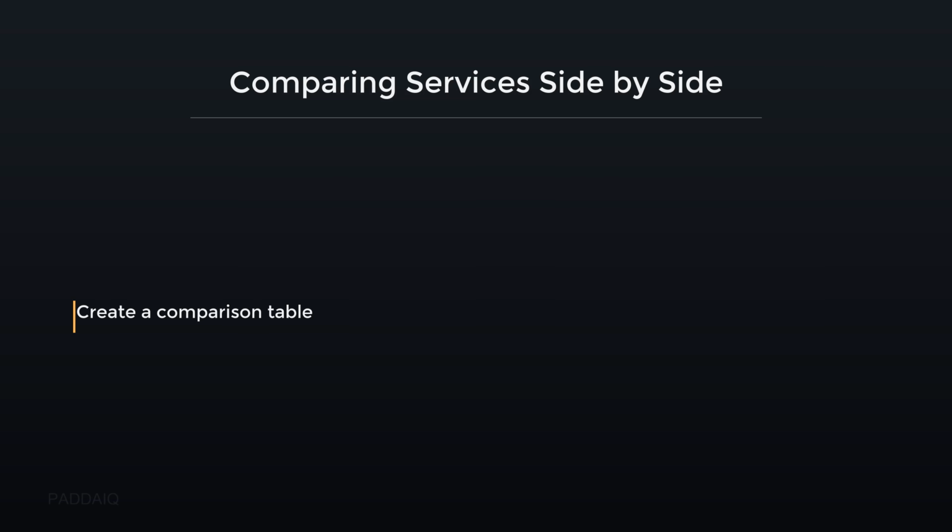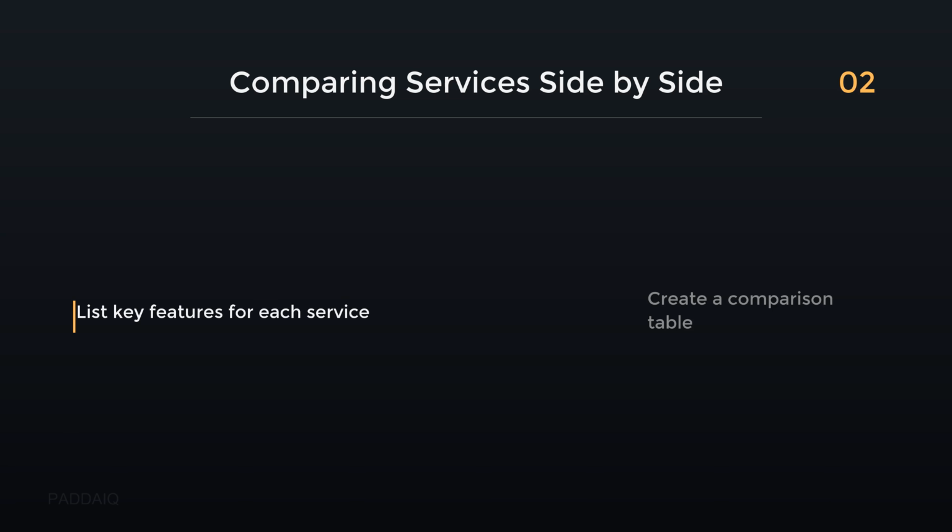Create a comparison table. This means listing services side by side to see their features, pricing, and use cases clearly. For instance, compare SAP HANA Cloud and SAP DataSphere to decide which fits your data management needs. Using a table helps you make an informed choice quickly.